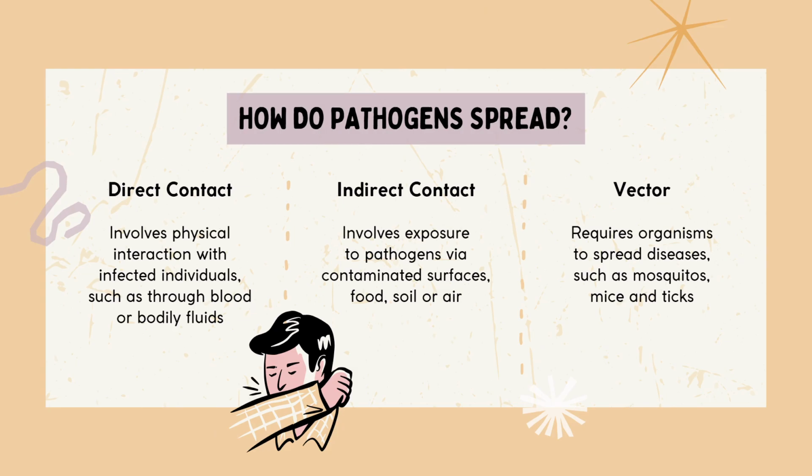How do pathogens spread? Direct contact involves physical interaction with infected individuals, such as through blood or bodily fluids. Indirect contact involves exposure to pathogens via contaminated surfaces like food, soil, air. Vector transmission requires organisms to spread diseases, such as mosquitoes for malaria, mice and ticks, like that.